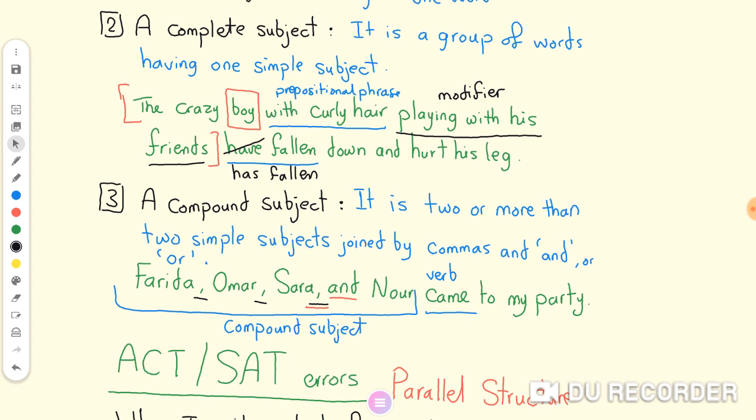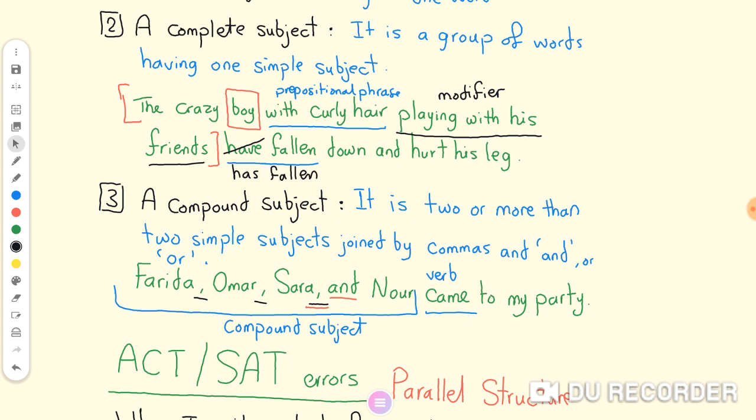But what about "playing with his friends"? This is a participial phrase that works as a modifier to describe the boy as well. So here we have two modifiers, two adjectival phrases to describe the boy. So the simple subject here is the boy.